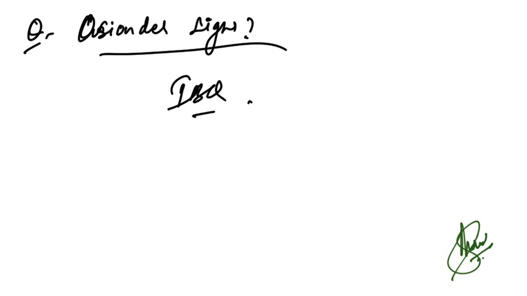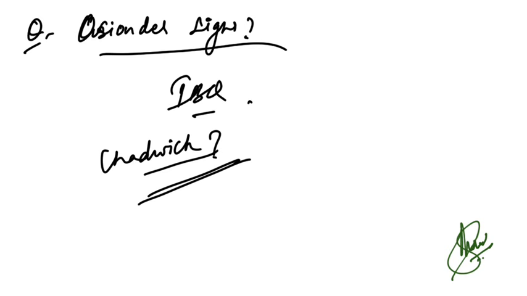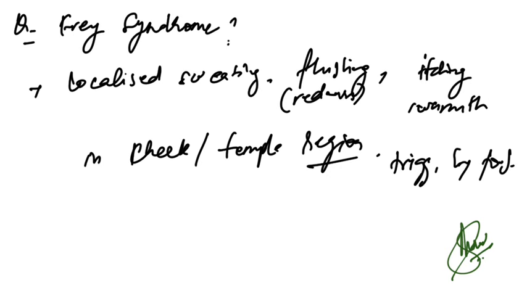Now, Osiander sign image-based questions were there, or that was Chadwick sign. I can recall all these, but can you tell me which sign was there, which image-based question was there? That will be very helpful for you for recalls.